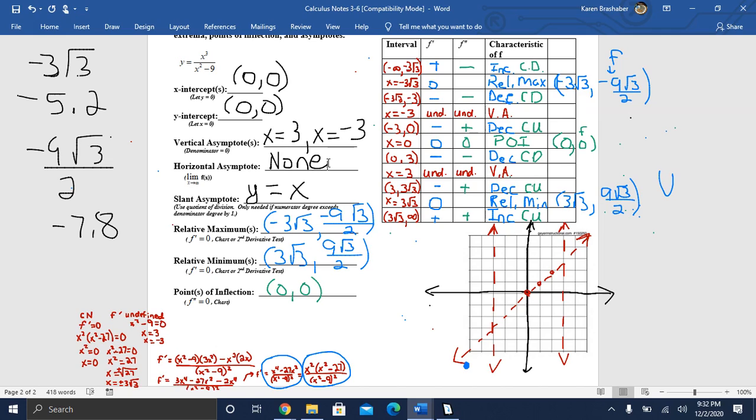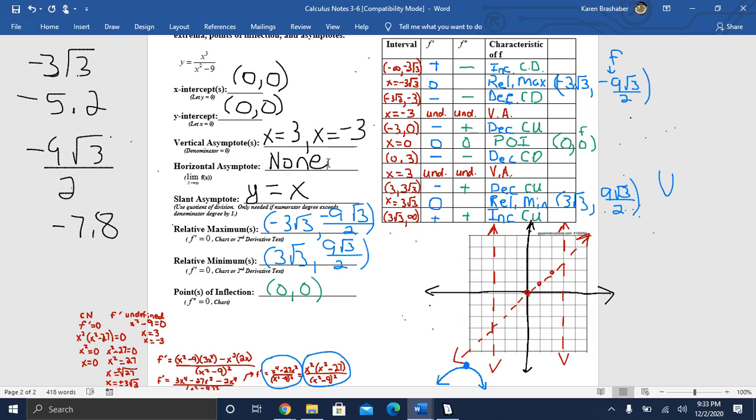And so let's think about what's going on. It says that we are increasing and concave down. So we need a graph that follows that slant asymptote and increases. So starts low, goes high, hits the relative maximum, and stays concave down, and then goes toward the x equals -3 vertical asymptote. So there's one portion of the graph. And even though I was a little hesitant, that is a relative maximum at -3 square root 3 and -9 square root 3 over 2.